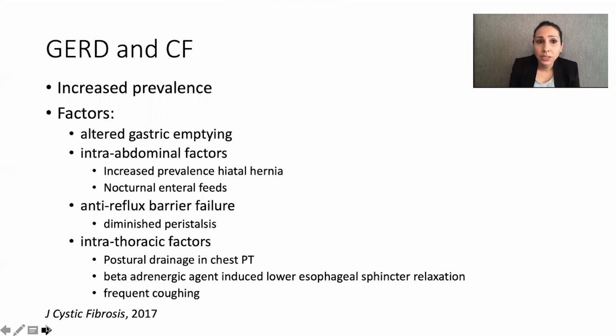Gastroesophageal reflux disease in CF certainly has an increased prevalence. Factors that have been described are altered gastric emptying, intra-abdominal factors such as increased prevalence of hiatal hernia, nocturnal enteral feeds, and anti-reflux barrier failure, which results in diminished peristalsis, intrathoracic factors related to CF itself, postural drainage and chest PT, beta-adrenergic agents which induce lower esophageal sphincter relaxation, and frequent coughing.